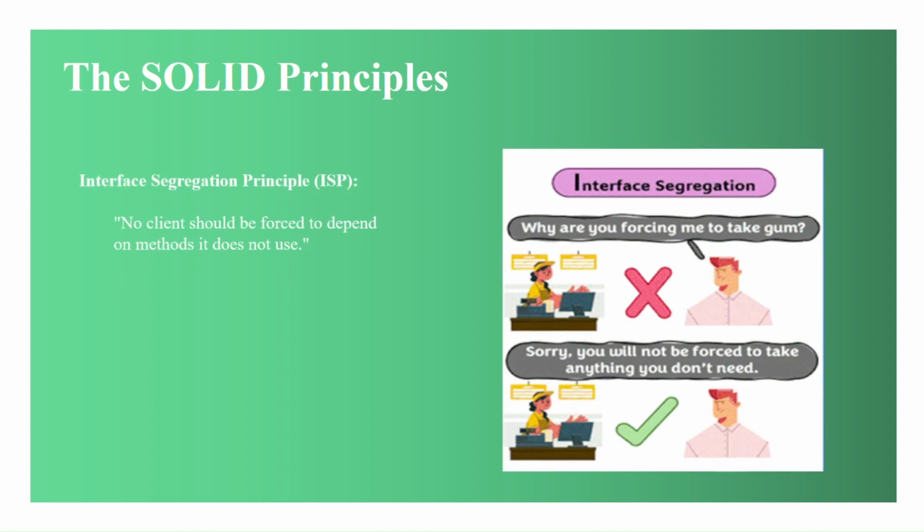Interface segregation principle. No client should be forced to depend on methods it doesn't use. In a modular system, if you have a broad user action interface, it's better to break it down into smaller, more specific interfaces such as profile management and user messaging, so that classes only implement what they need.